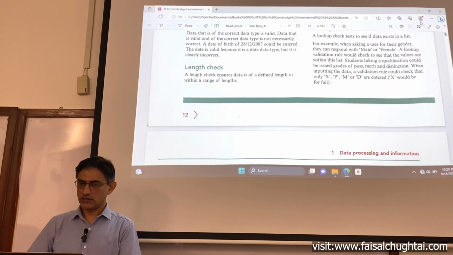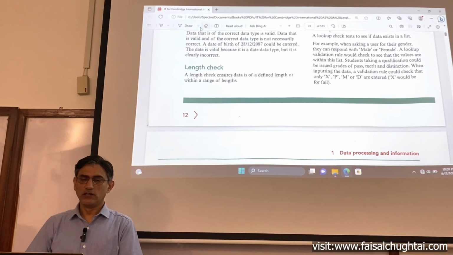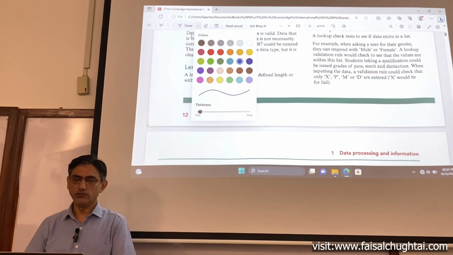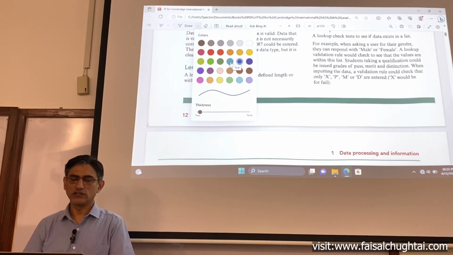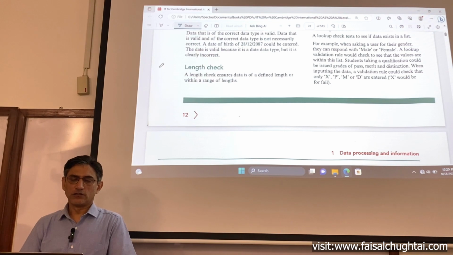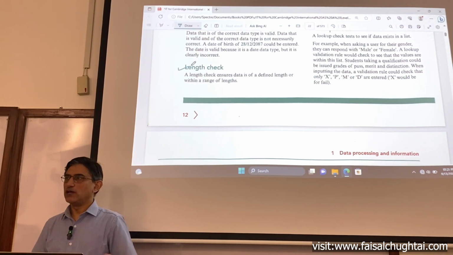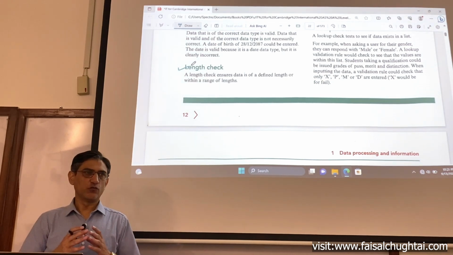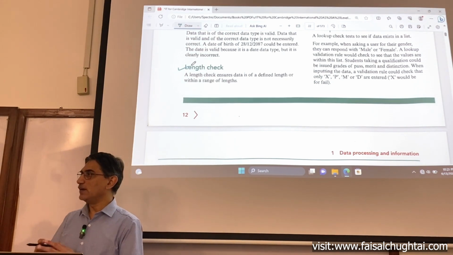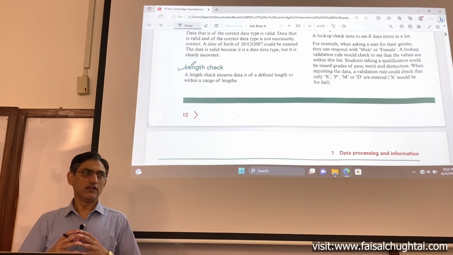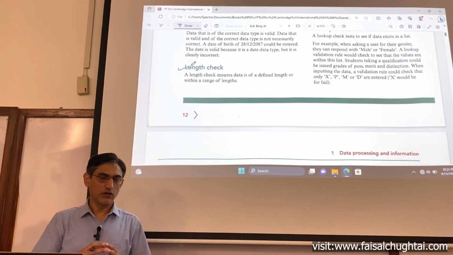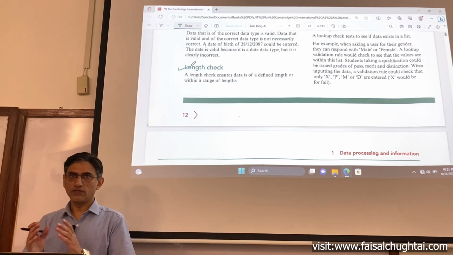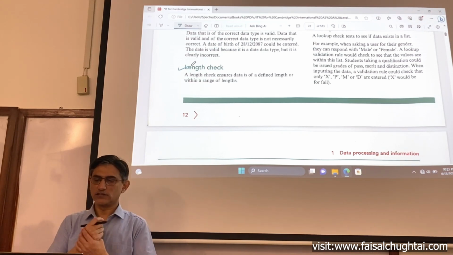And the next check in line that we have to talk about, you can call it a validation check. We can also call it a validation rule. So either way, you can use both these terms. So length check is the next that we have to discuss. As the name implies, this is a check that would ensure that the data being entered in a field is of the required length or is a certain number of characters. It consists of only a certain number of characters.